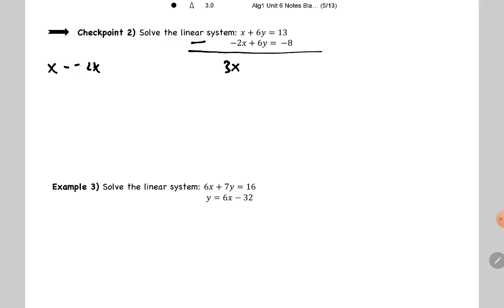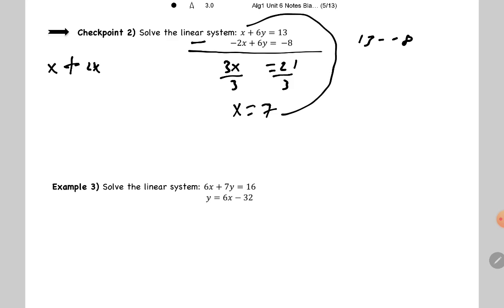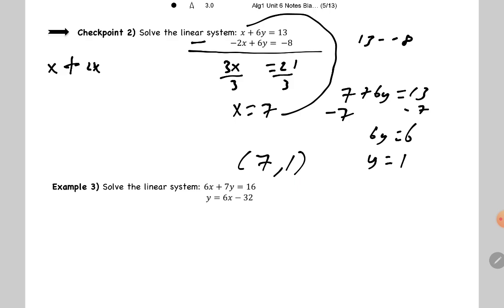And then these two minuses become a plus. Okay, 6y minus 6y is 0. And then equal sign, 13 minus a negative 8 is 13 plus 8, so 21. Divide by 3 to both sides and get x equals 7. I'm going to plug it into the first equation and get 7 plus 6y equals 13. Subtract 7 over to get 6y equals 6. So y equals 1. So my answer is 7 comma 1.